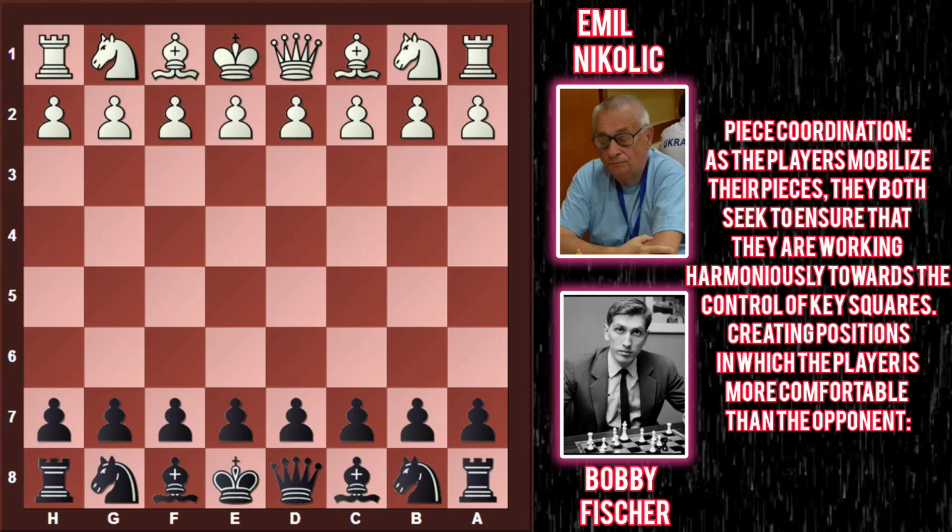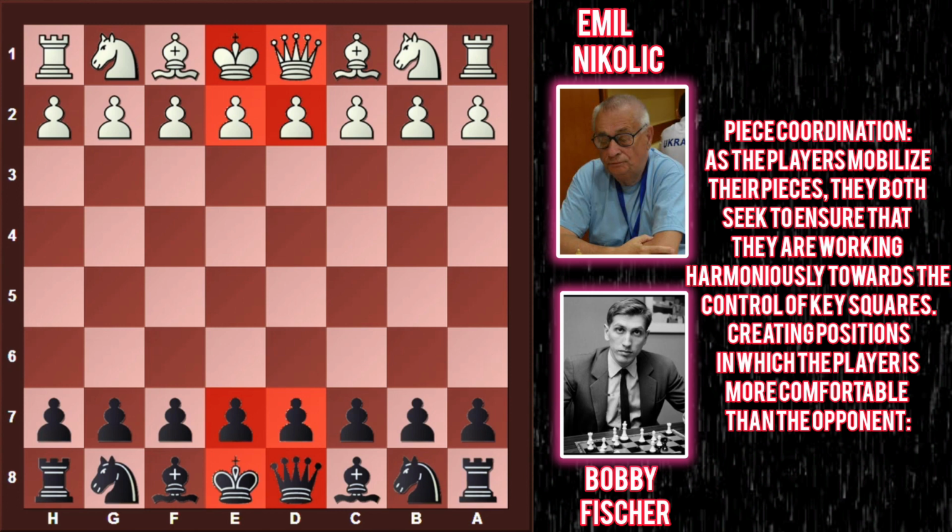Today what we are going to look at is a beautiful game played by Bobby Fischer. So yes, in today's video we are going to look at the game played between Emil Nikolic, who is now with the white pieces, and Bobby Fischer, who is with the black pieces. So let us look at the game.